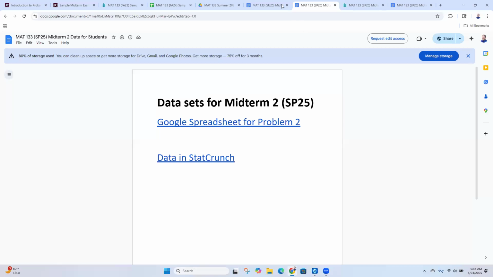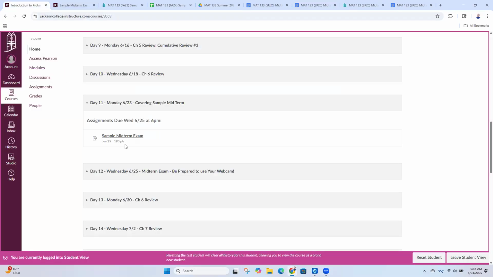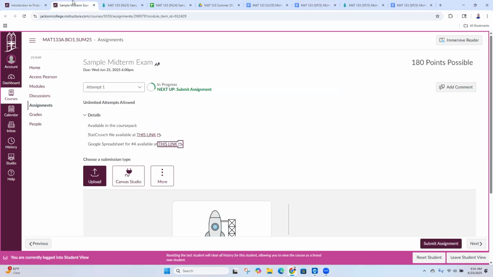All right, great. Let's jump back to what we're doing today, which is the sample midterm. In Canvas, if I click on the sample midterm, there are a couple of links we'll use to get to StatCrunch and Google Spreadsheet, but the sample midterm is on page 385. The sample midterm is 14 pages, which is quite a bit, so we're probably not going to be able to cover all of it today. You're going to need to work on some of it on your own.